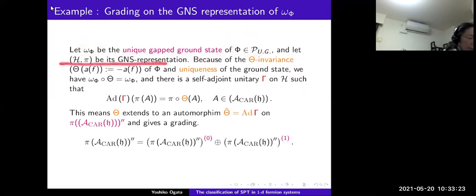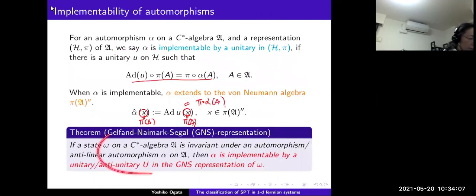And let h pi be its GNS representation. Our interaction is even, namely theta invariant. As a result, we can check that this omega phi composed with theta is also a ground state. Namely, it also satisfies that strange inequality which was defining the ground state. But now our ground state is unique, so this has to be equal to this one. So as a result, we end up with a situation we encountered in this theorem.